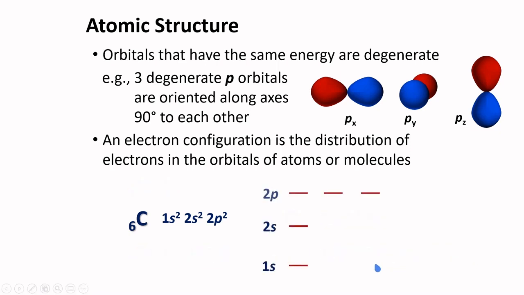Now for carbon, we can also make an orbital diagram such as this one, wherein your electrons are situated at 1s, 2s, and at 2p positions.